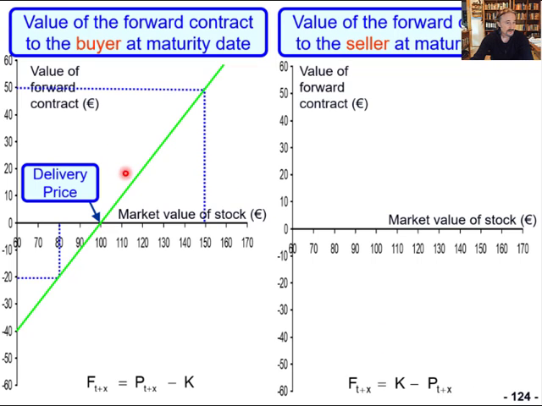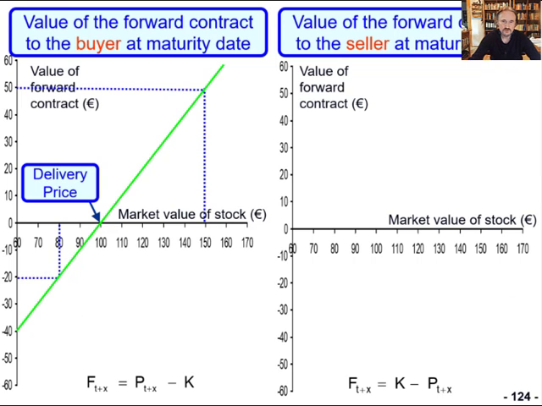You can try all other points on this green line and you will find that the same works. So the formula for the market value of a buying position in a forward contract at the date of delivery, at the maturity date of the forward contract, is the market price of the underlying asset minus the delivery price. This is the equation that describes this straight line in this diagram.